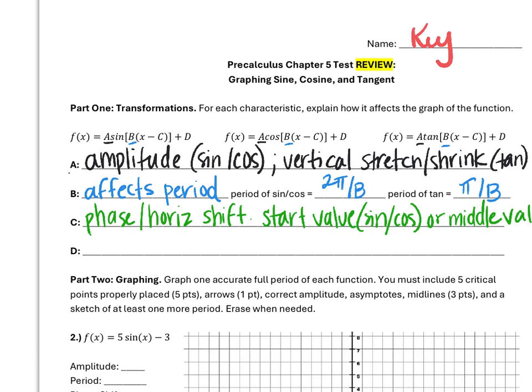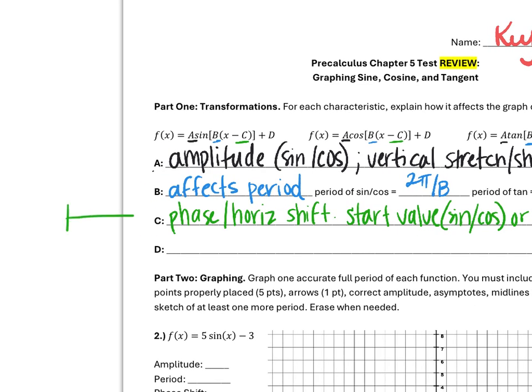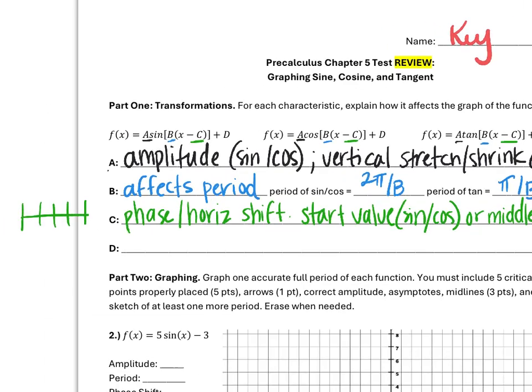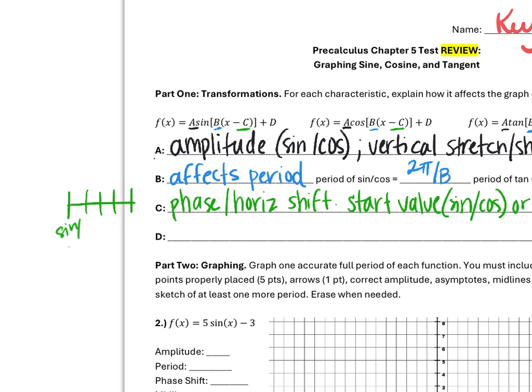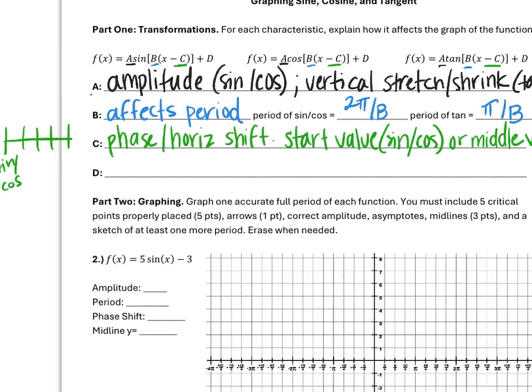Then C, and you always have to make sure that you factor out the B value before you identify C, is the phase shift or the horizontal shift. So either one is acceptable. For sine and cosine, with our 5 critical points, the phase shift is the first of our critical points. 2, 3, 4, 5. We add a period and we get the last. For tangent, the phase shift is the x value of our middle point. It's kind of our anchor point for tangent.